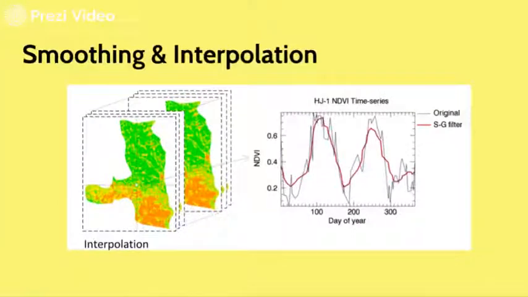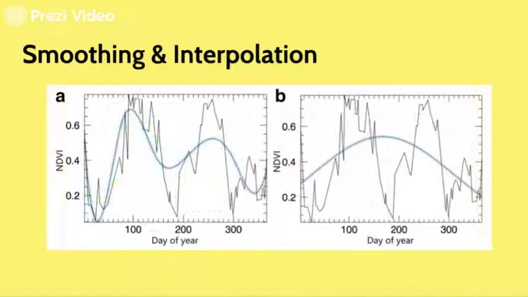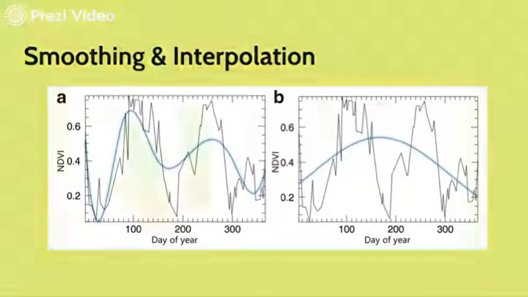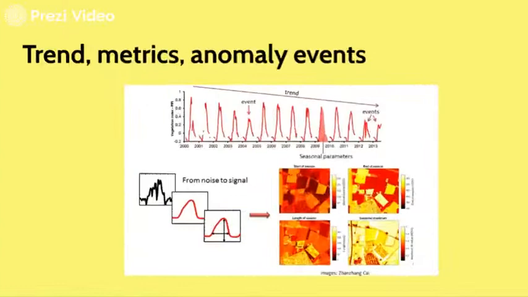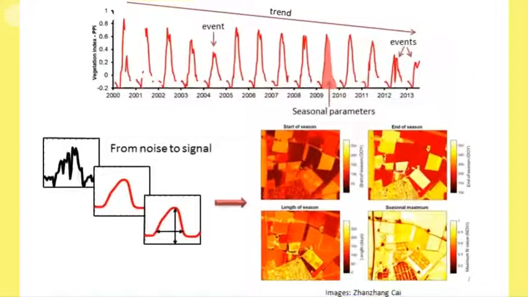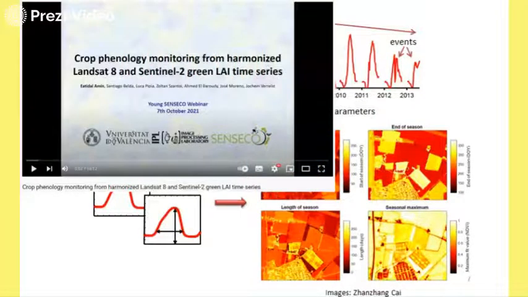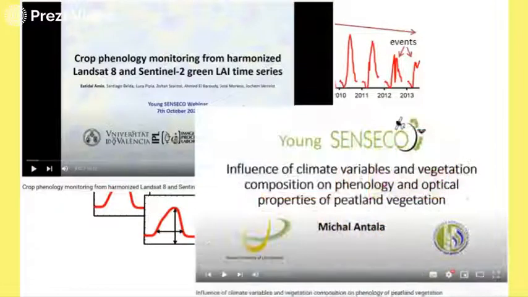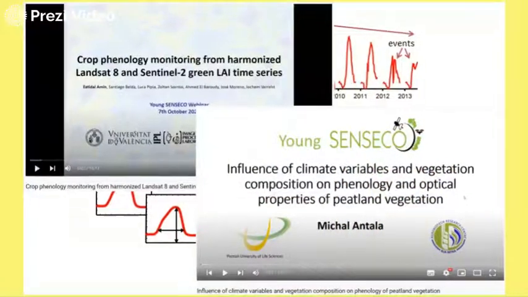Later on, smoothing has to be applied, smoothing and interpolation, and it has to be accurate, otherwise we are losing seasonal cycles. Finally, the analysis, the identification of trends, the identification of extreme events can happen, such as discussed in Senseco Young presentations of Esidal and Michal.